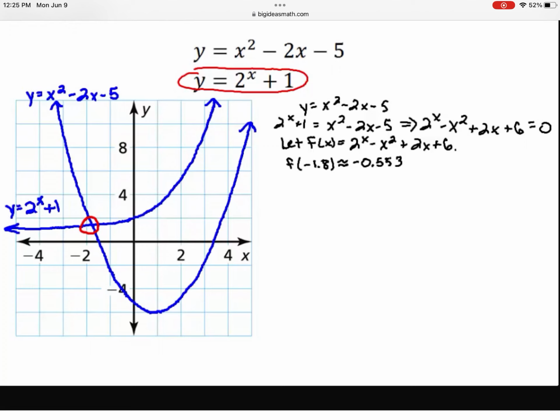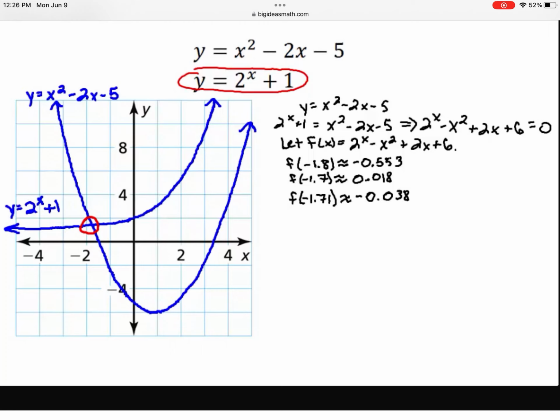You find that f of negative 1.8 is approximately equal to negative 0.553, and f of negative 1.7 is approximately equal to 0.018. Because f of negative 1.8 is negative and f of negative 1.7 is positive, the zero is between negative 1.8 and negative 1.7. f of negative 1.7 is closer to 0 than f of negative 1.8. So decrease your guess and evaluate f of negative 1.71.